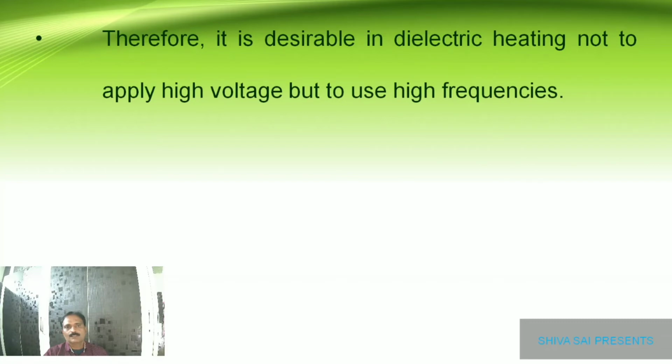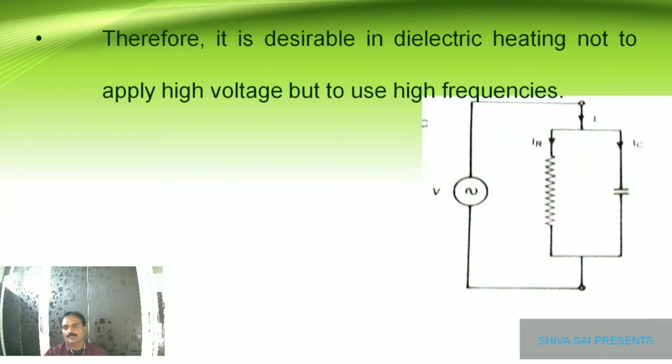So obviously it is desirable not to apply high voltage, but to use high frequencies. This is one important aspect of this particular method. Here the total current we are going to draw is going to be considered as two components. One is IR, which is responsible for this dielectric loss. Another one is the charging current. Whatever capacitance is there between the cathode and anode, that is the charging current. So these two currents we are going to have here.